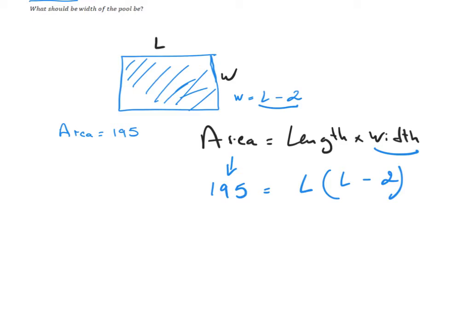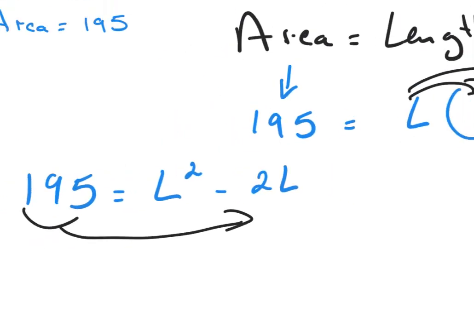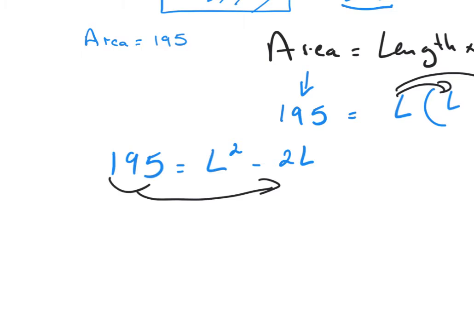Let's write it this way: 195, and here we distribute L with L and L with 2. So that's going to be 195 equals L squared minus 2L, right? Well, we can subtract 195 from both sides. So it's going to be 0 equals L squared minus 2L minus 195, right?